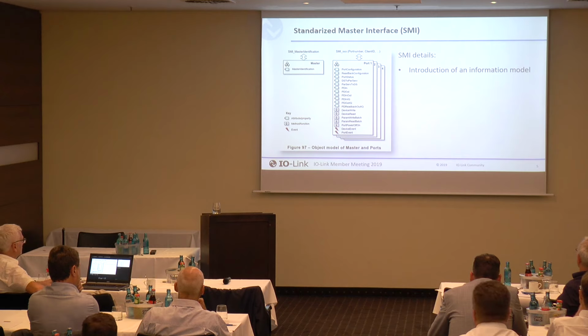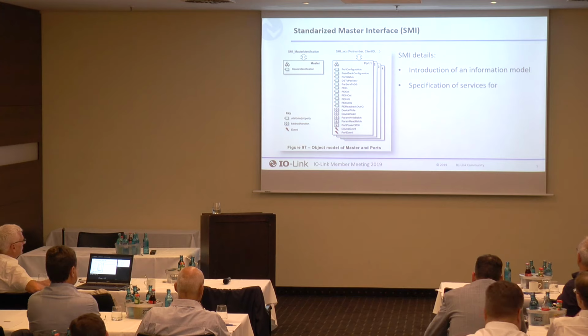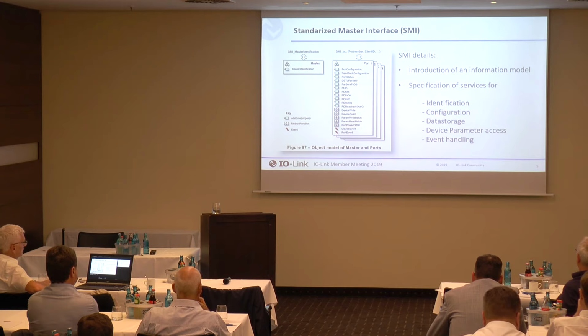So this we have introduced, and this is master specific, covering all ports of an IO-Link master. And we have also another one, which is the identification of the master itself. So we introduced an object model or information model, and some services are specified for how to deal with that. And these are regarding identification, configuration, the data storage, and, very important, the device parameter access and the event handling.